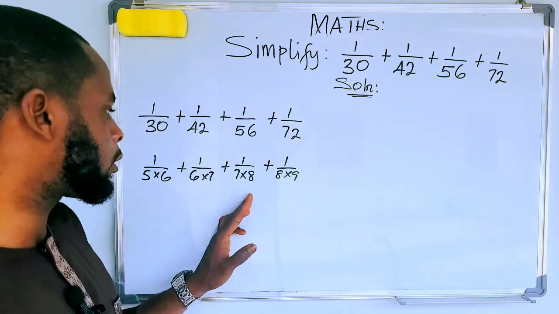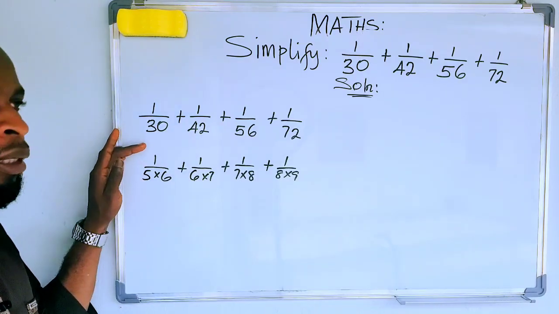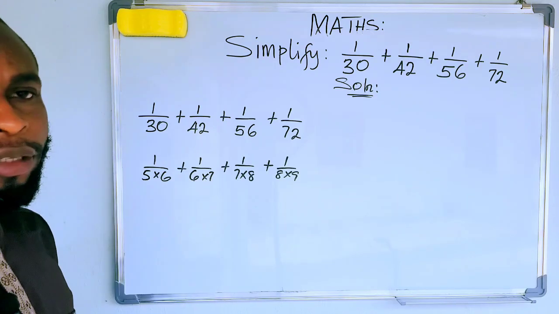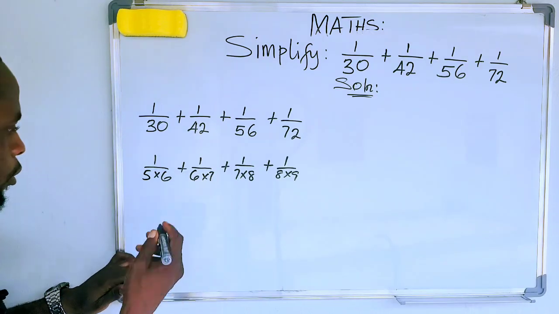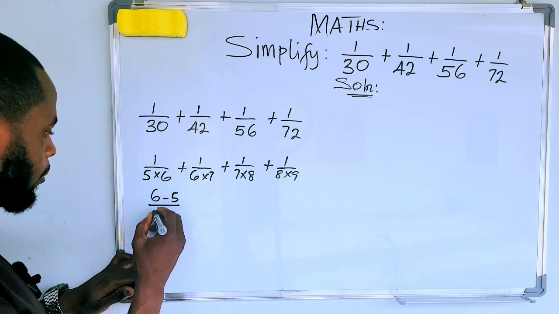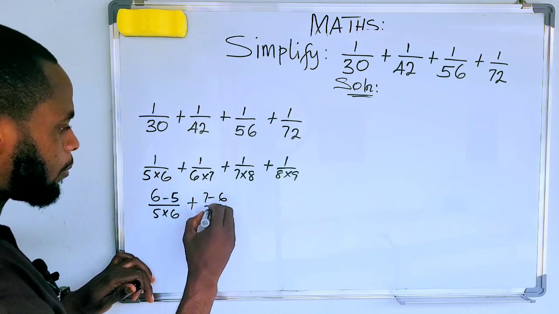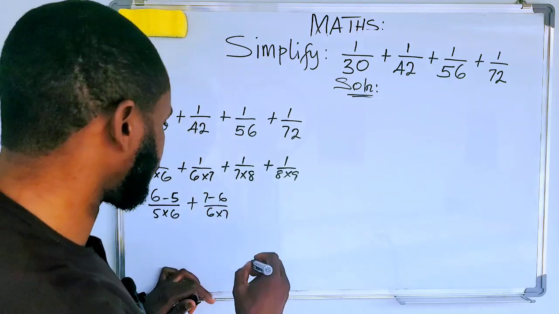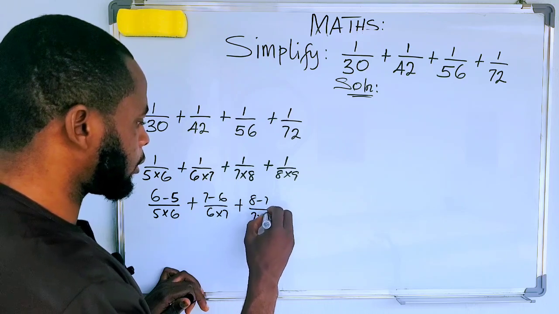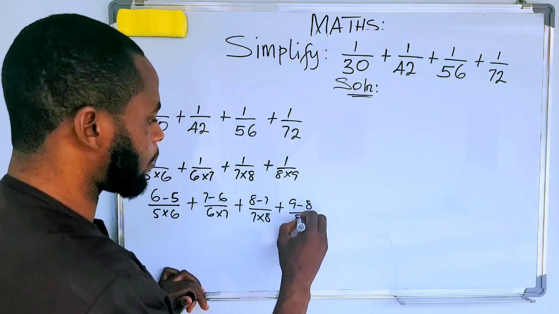Then again, if you look at this expression carefully, you also notice that the numerator can be expressed as the difference of the numbers in the denominator. In that case, you are going to have 6 minus 5, that will give us 1, divided by 5 times 6, plus 7 minus 6 divided by 6 times 7, then plus 8 minus 7 divided by 7 times 8, plus 9 minus 8 divided by 8 times 9.